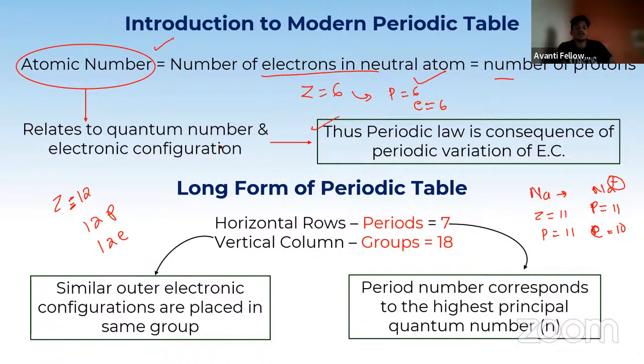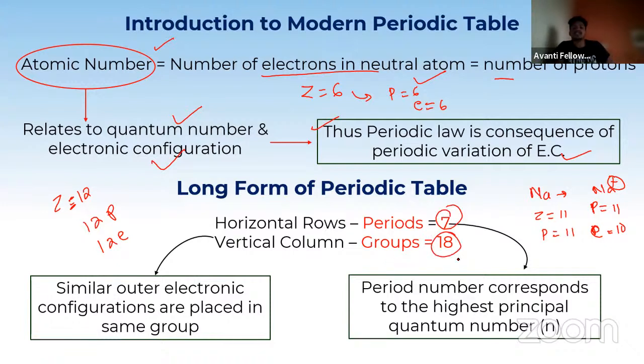Now, the atomic number is related to the quantum number and electronic configuration. That's why the periodic law is the consequence of the periodic variation of the electronic configuration. No need to remember all these things, but just remember how many periods are there. Total 7 periods and 18 groups are there. That you need to remember.